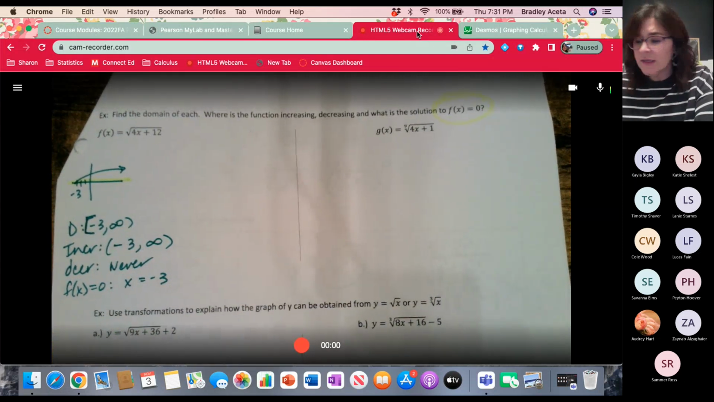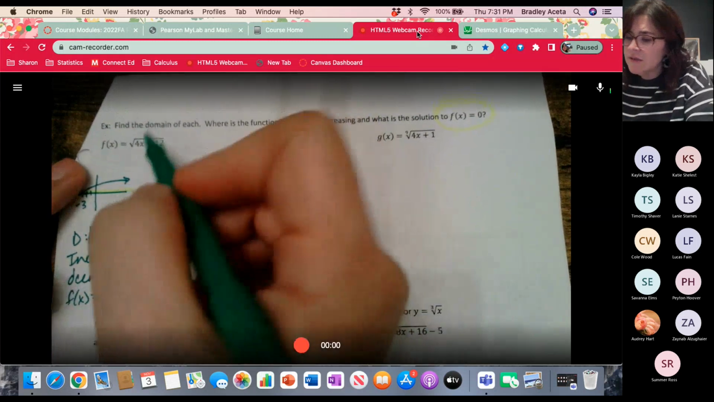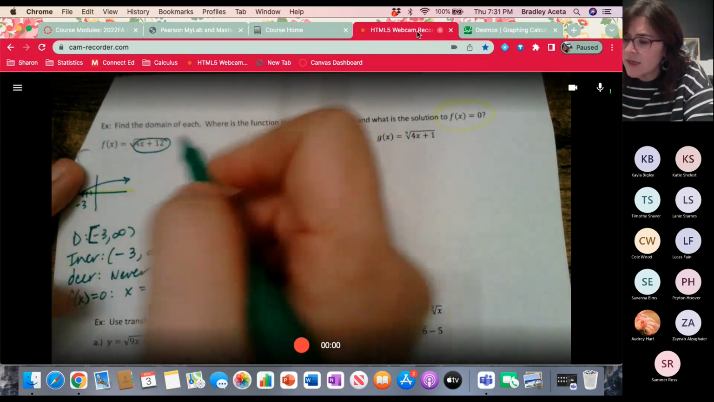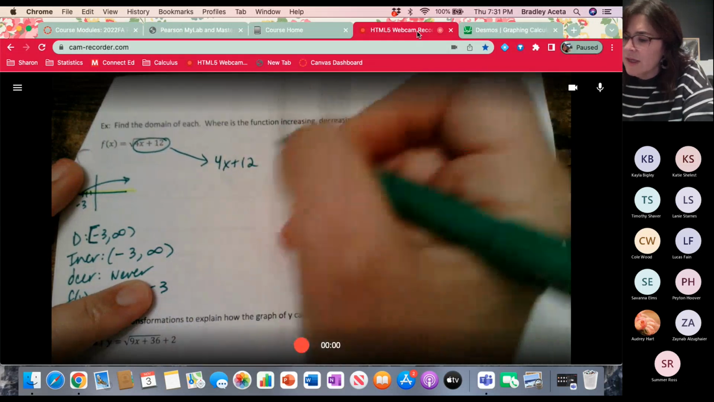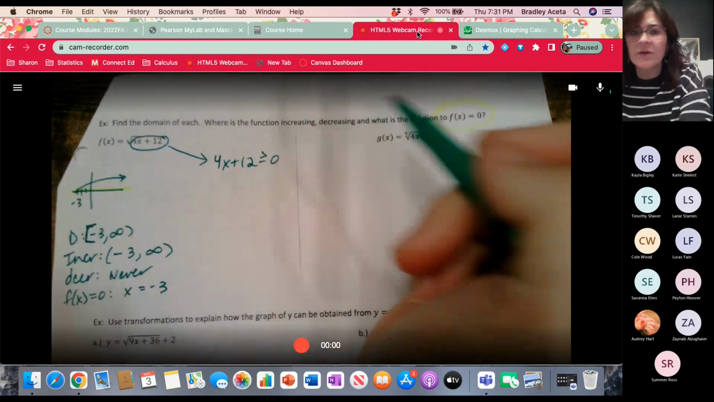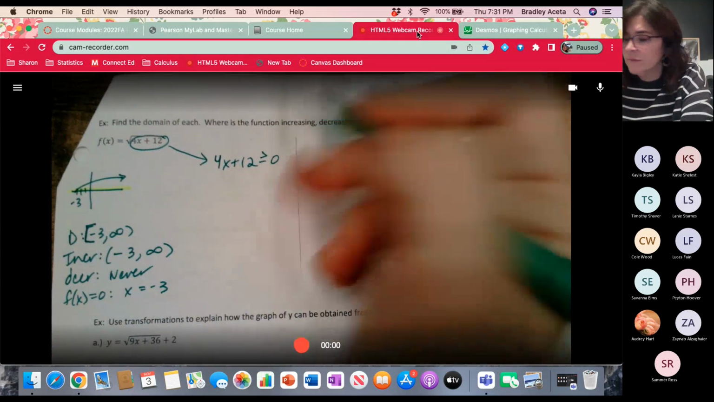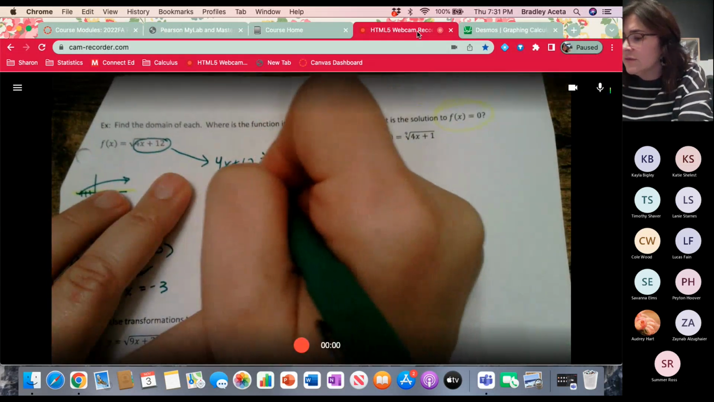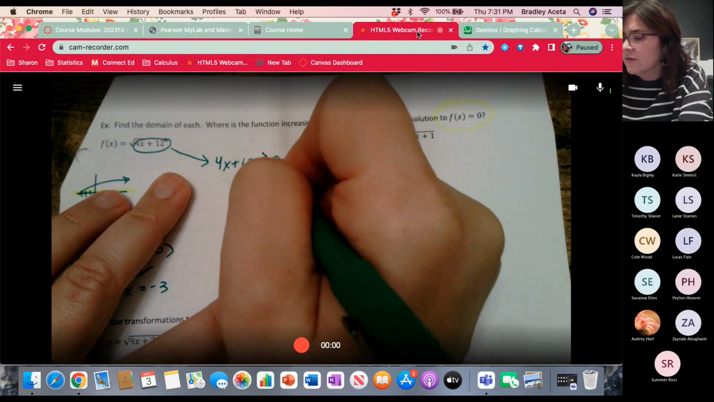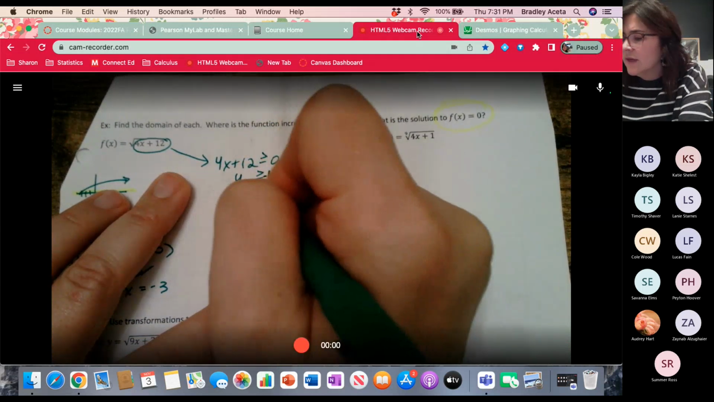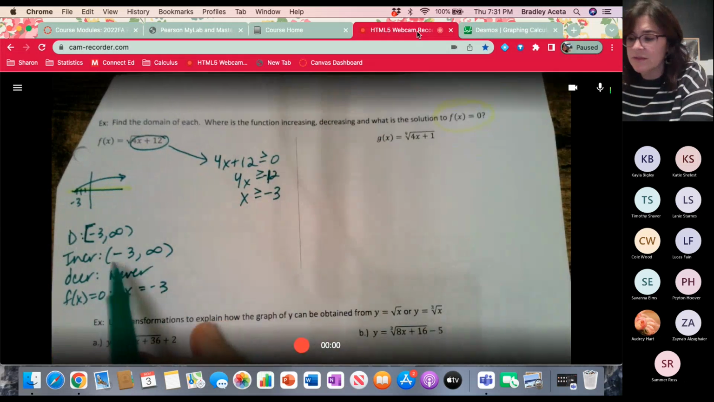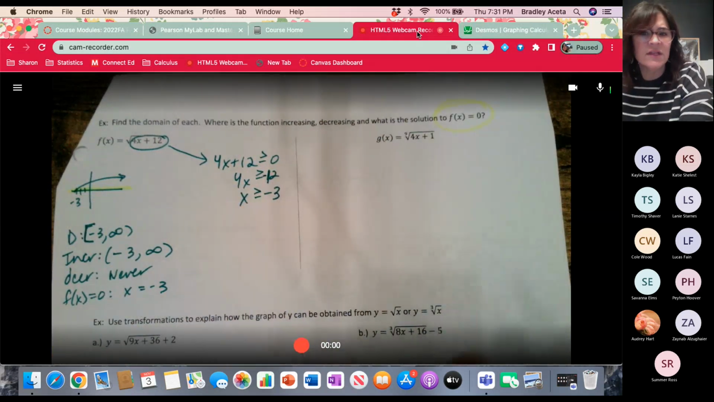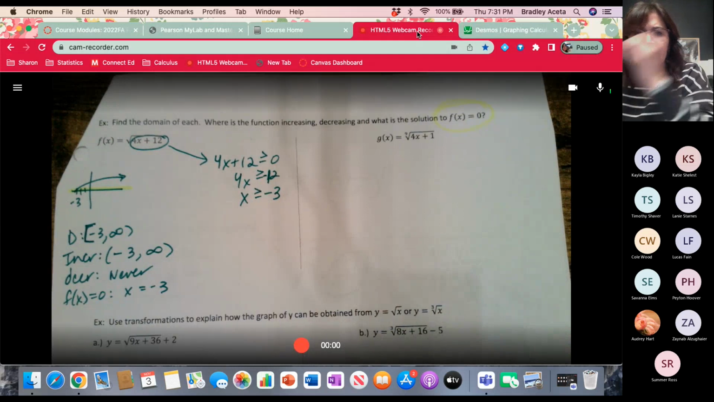Just so you know, analytically, the way to solve this is under a square root, you just take whatever's underneath it and you set it greater than or equal to 0. And you get 4x is greater than or equal to -12. So x is greater than or equal to -3, which is what that domain is saying right there. So it's an analytical way of doing it. Okay.